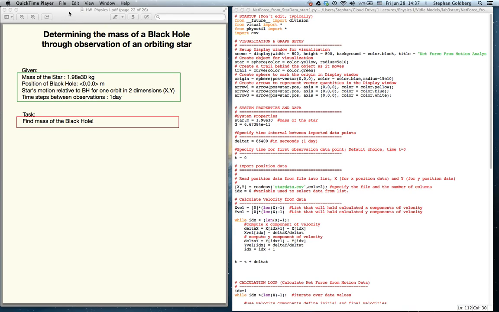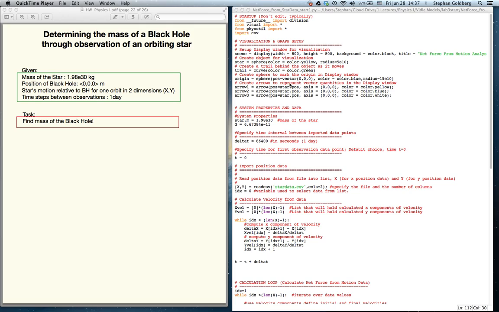Hello, today we will calculate the mass of a black hole by only looking at observational data of a star that orbits that black hole. Here on the left side I will take you through the steps, and on the right side you see the accompanying Python code. Given is the mass of the star here, and in the Python code you find that here.